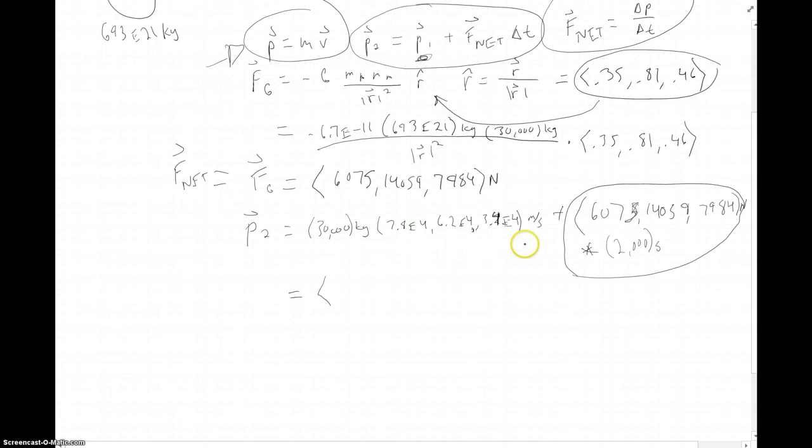So after multiplying everything together and then adding this, we're going to get 2.3 e to the 9, 3.6 e to the 8th, and 1 e to the 9. Whoops. No, I don't need a plus. Hold on, let me change that. 3.9 e, and that's going to give us our final answer, and it's in momentum, so it's in kilograms meters per second. All right.